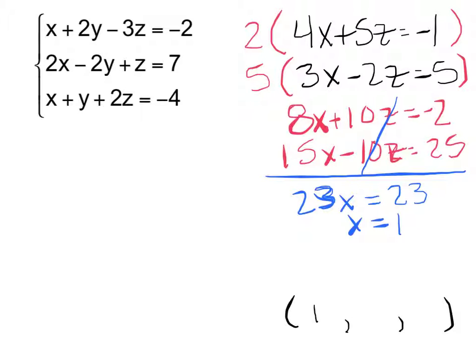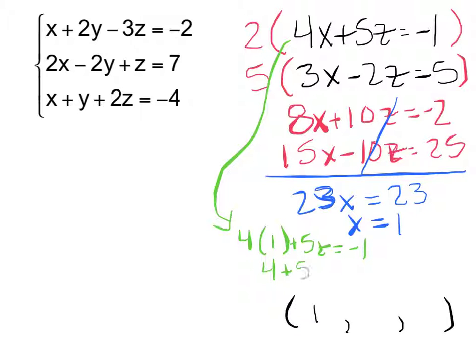z. So to find z, we can use our smaller system again. We can use any of the four equations we have. I'm going to choose to use the top one. I'm going to plug in the value of x. So 4 times 1 plus 5z equals negative 1. 4 plus 5z equals negative 1.